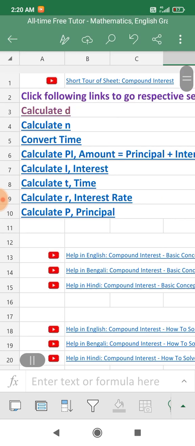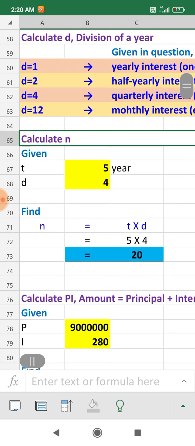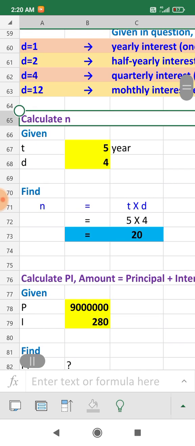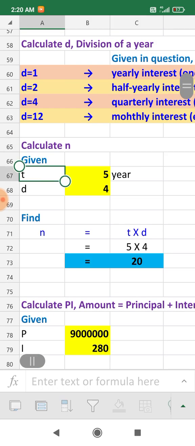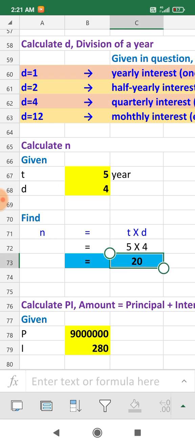I am coming to this calculation of N. Suppose T is 5 years. That means I have to invest for 5 years. And D is given as 4. That means it is a quarterly interest. Then what will be the value of N? N equals T into D. That means 20 times. Throughout the 5 years of period, 20 times interest will be calculated and added with the principal.